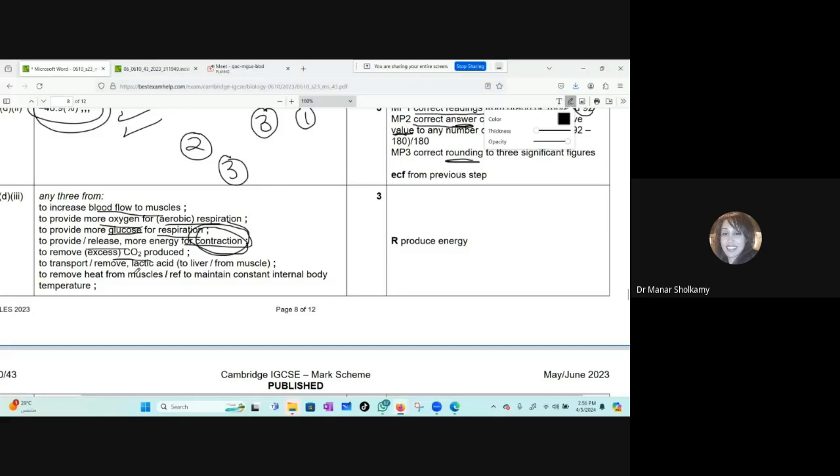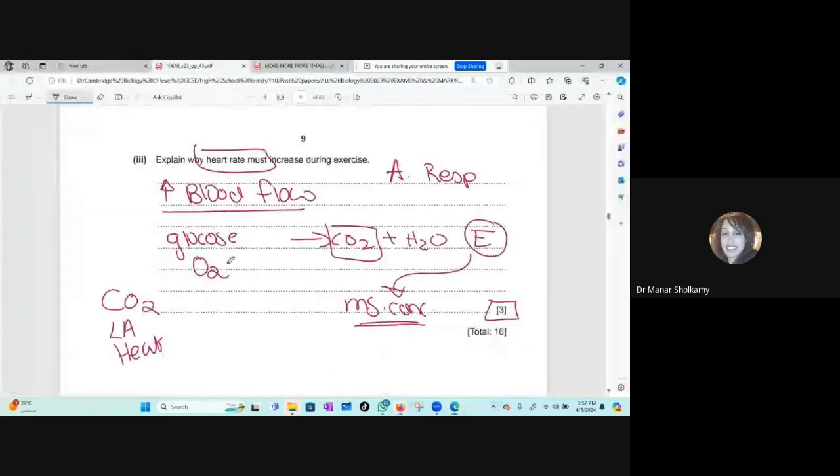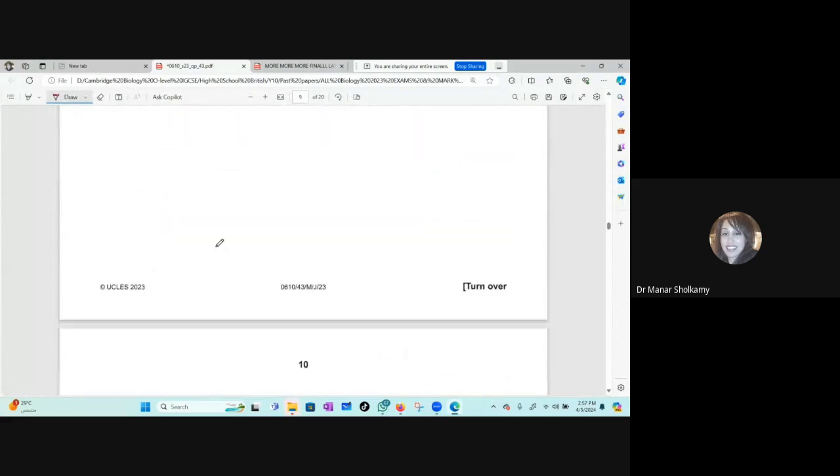So, to increase blood flow to the muscles, to provide oxygen, to provide glucose. So, oxygen for aerobic respiration, glucose for respiration, to provide energy for contraction, and this is not enough. Look at this. To remove excess carbon dioxide, to remove excess lactic acid, to remove excess heat. Exactly what you have in your notes. Your heat or body temperature cannot rise because your body temperature has to remain constant. Okay? So you always provide incomplete answers. That is why you lose lots of marks.